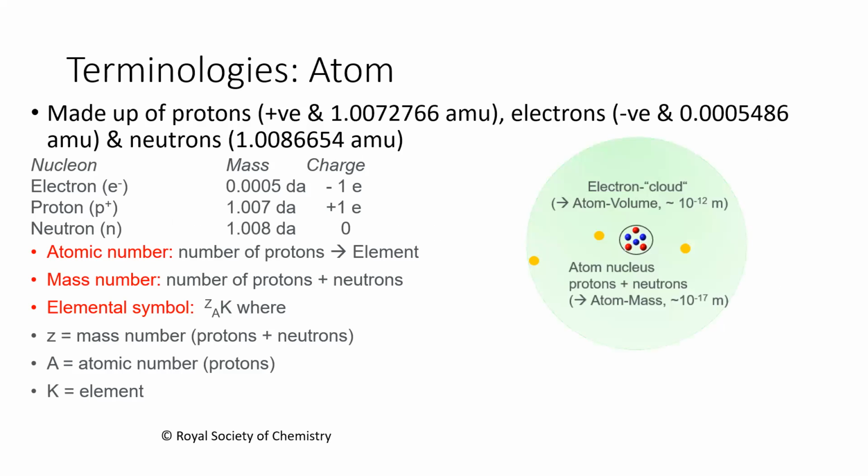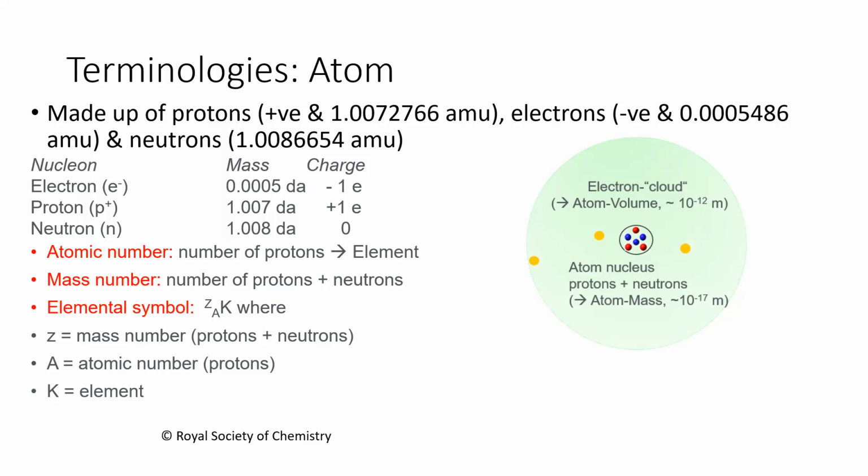So let's look at some terminologies that you're familiar with from your O-level chemistry. We know an atom is made up of protons, electrons, and neutrons. Your electrons are negatively charged, about 0.0005 Dalton. Your protons are positively charged, +1, while your neutrons are not charged. So the atomic number is simply the number of protons. So for an element, the number of protons gives the atomic number. You know, hydrogen has 1 proton, so the atomic number is 1. And that's just the number of protons in an element.